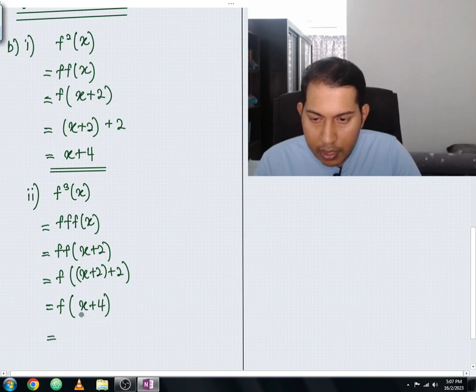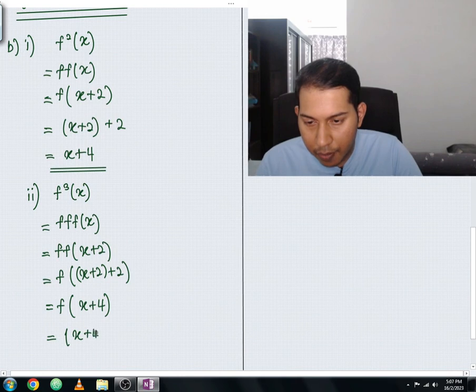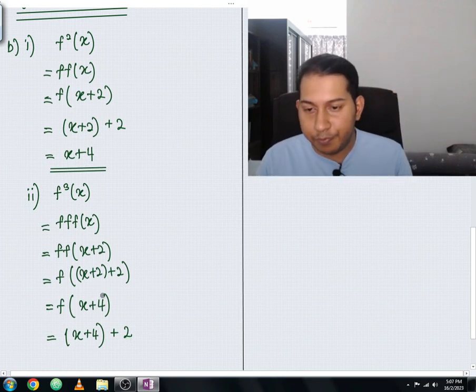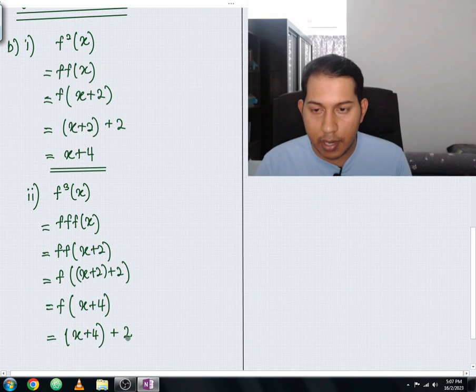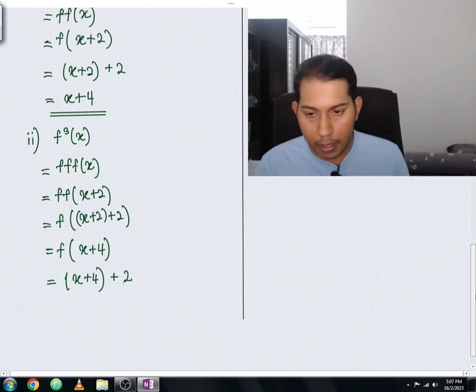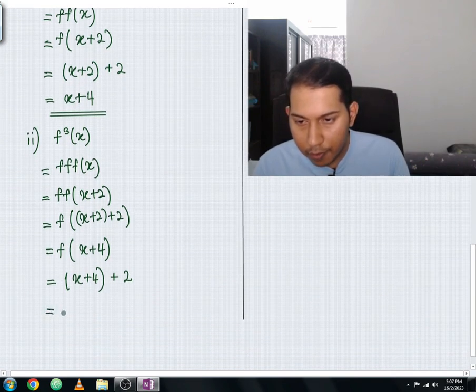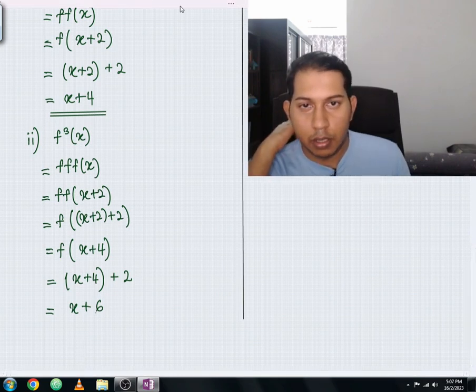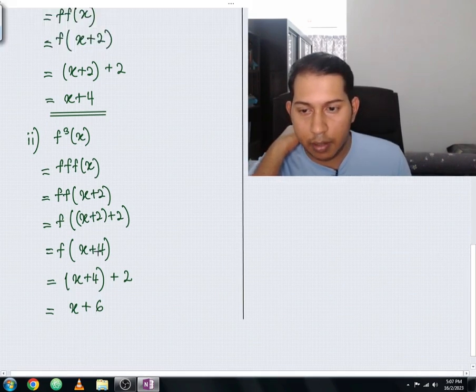So this x plus 4 will be mapped into the function f. From here, x plus 4 close bracket, remember, plus 2, because your original f(x) is x plus 2, right? So remember to map this. You treat the whole thing as x, but instead of writing x, you write x plus 4, and then you write plus 2. From here you'll get x plus 6. Let me underline this.